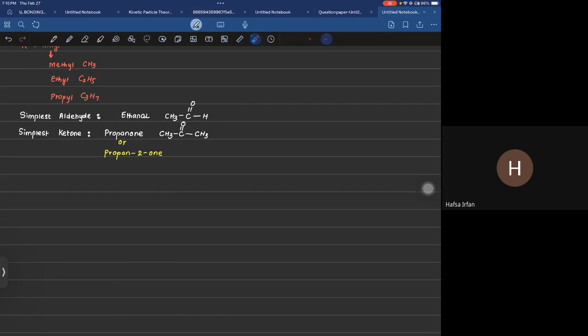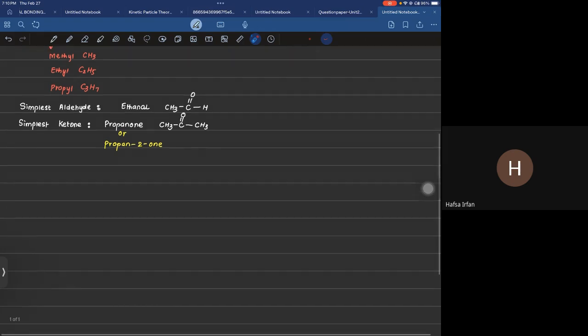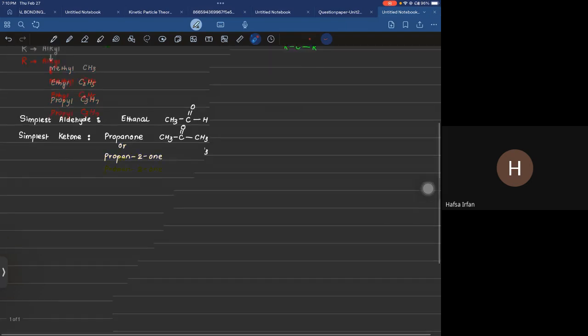But in aldehyde, you are not supposed to describe the position of this C double bond O H, because this is understood that it would be present on the extreme corners. तो मतलब कि उसमें तो आपको जरूरत ही नहीं है बताने की कि what's the position of this aldehyde, सेकंड पर है, थर्ड पर है, फोर्थ पर है, फिफ्थ पर है, सिक्स्थ पर है। So it's not necessary, it's not mandatory. Okay, तो this is propan-2-one, this is propan-2-one.